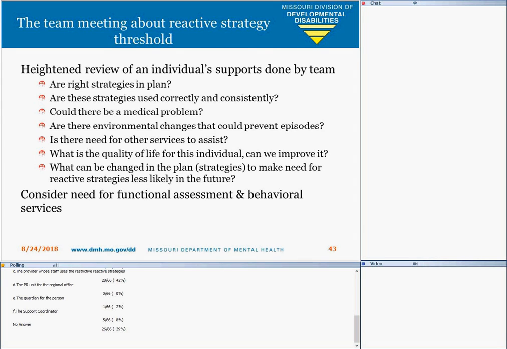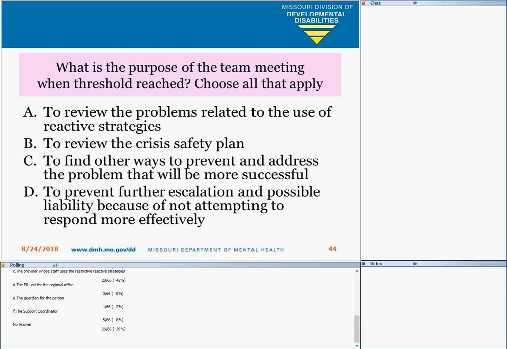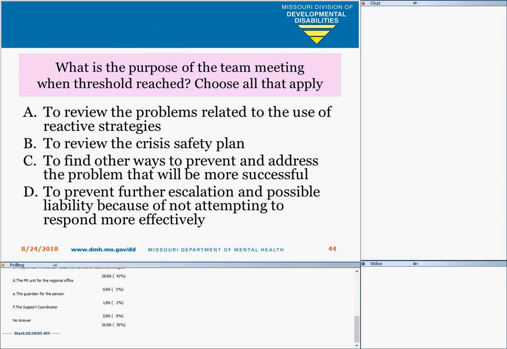review process that's done by the team, and it should be a very critical, not mean, but very critical, objective kind of review. And you should consider the need for functional assessment and behavioral services if behavior problems continue. In question, what's the purpose of that team meeting when the threshold is reached? And this is one where you choose all that could apply.